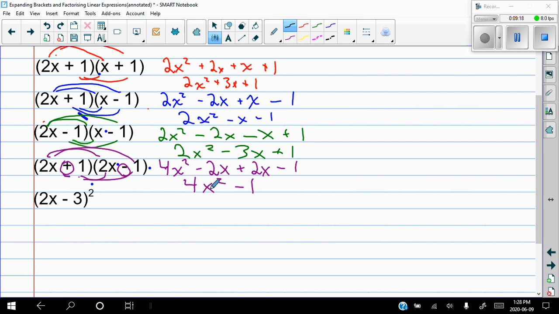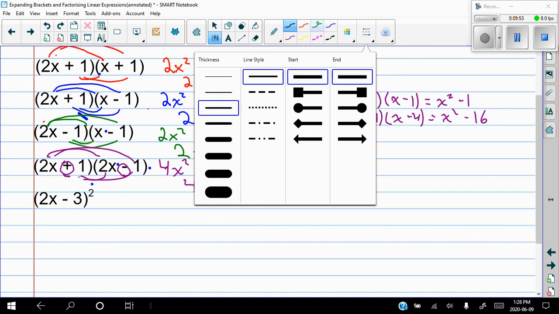Just like in other ones where we had, say, x plus 1, x minus 1, this resulted in x squared minus 1. Or we had one where it was x plus 4, x minus 4, and that's x squared minus 16. So the same follows for when we have coefficients in front of x. So a little segue, but back on track for our last practice problem.